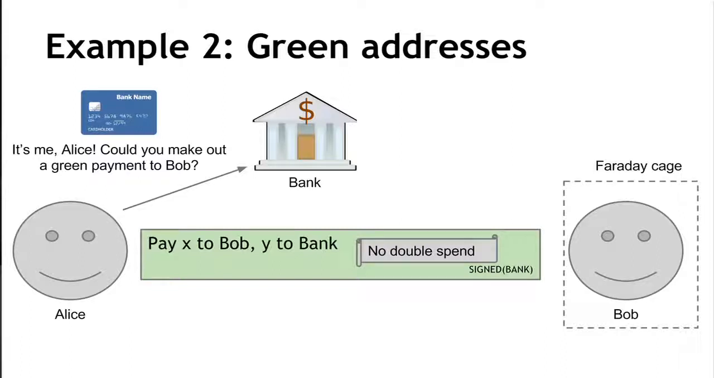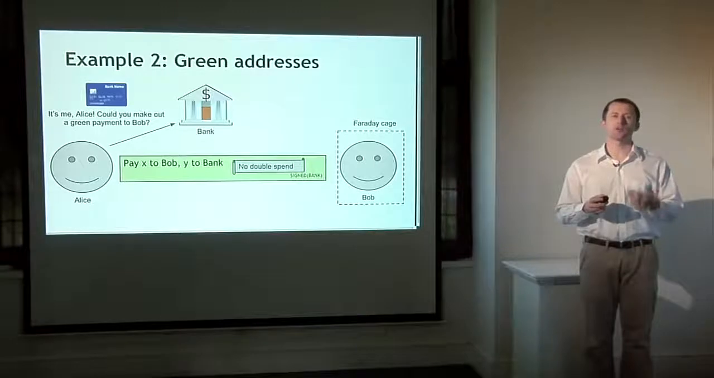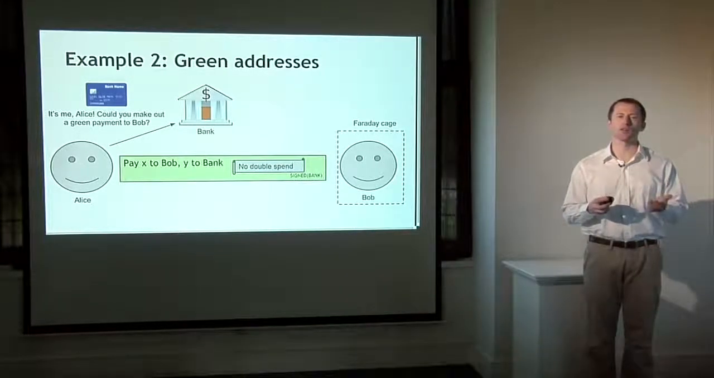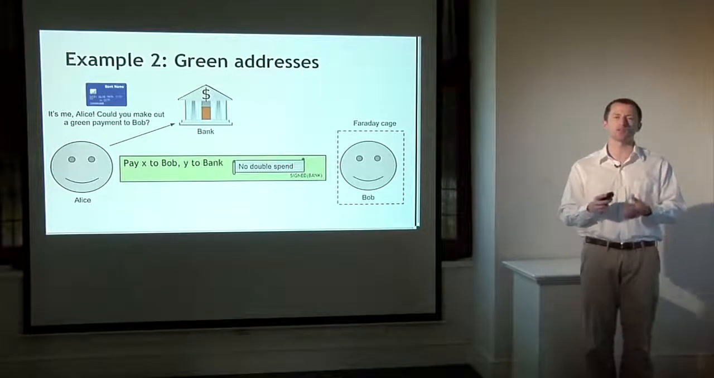That bank-controlled address comes with a guarantee that that money will never be double spent. So as soon as Bob sees that this transaction is signed by the bank, if he trusts the bank, if he trusts the bank's guarantee not to double spend the money, he can accept that that money will eventually be his when it's confirmed in the blockchain.